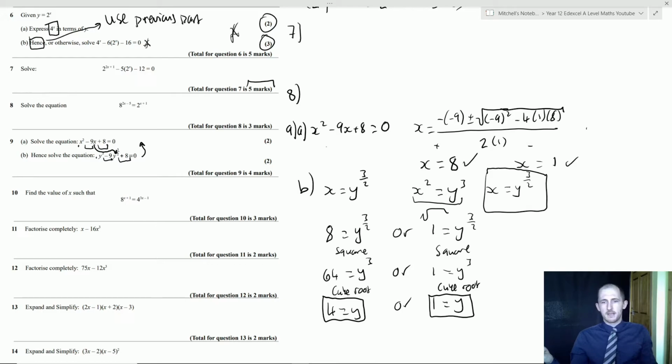That's it. So when it says "hence", please make sure you use the previous part. It's far quicker than trying to solve that by yourself. If you do further maths, you might be able to think of a way to do that, but if you're doing a regular maths exam, you probably shouldn't be using further maths techniques. So I'll give you a second just to copy that all down, make sure that's all groovy.